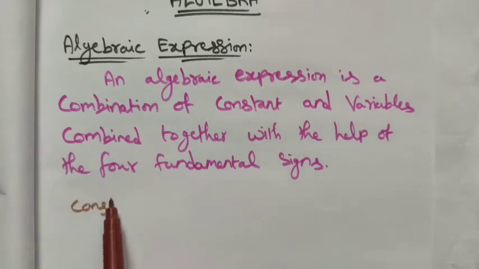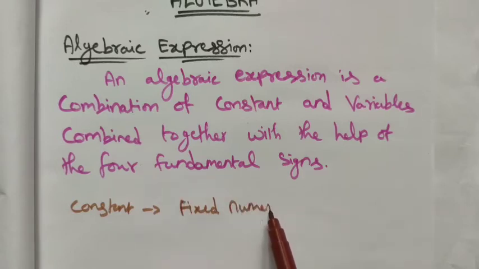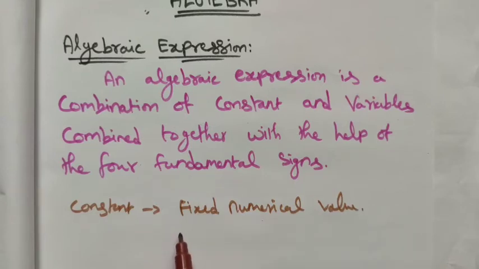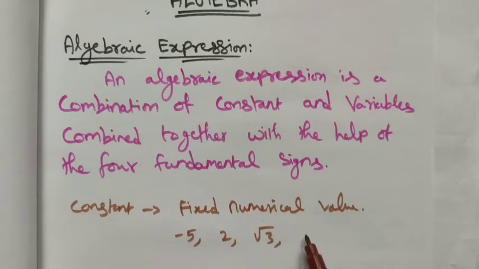Constants means which has a fixed numerical value, right? All the real values are constant values. -5, 2, √3, 0.5. These are the constant values.